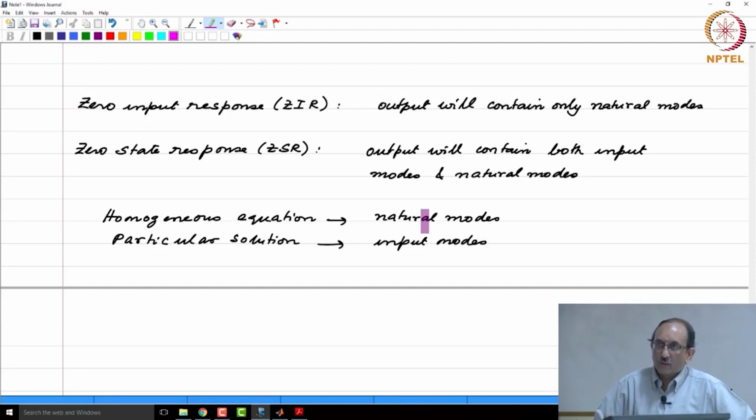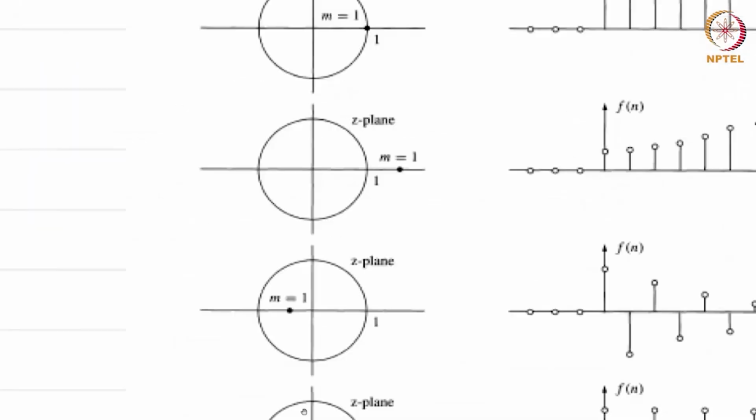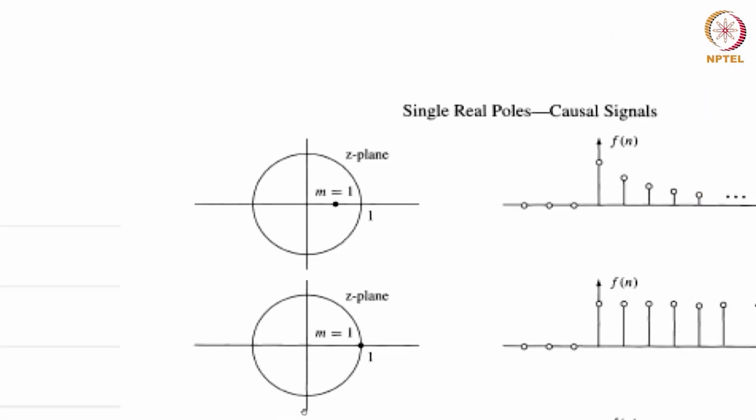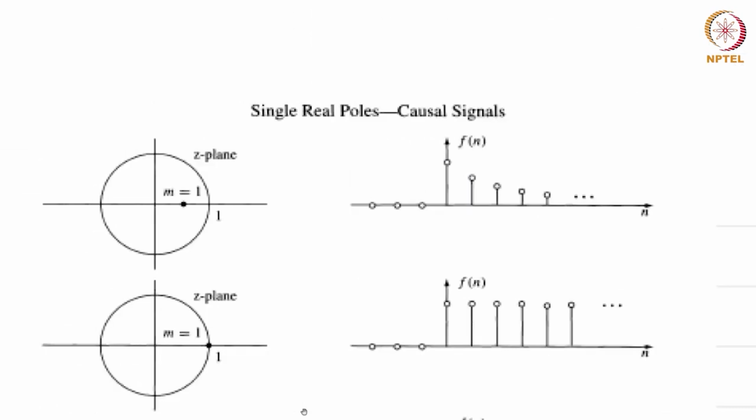So, now let us look at typical time domain response to typical pole locations. This is just a recap in pictorial form of what you have already learned. I think this is from the Transforms and Applications Handbook by Poularikas. So, this is a simple pole here. M represents the order.